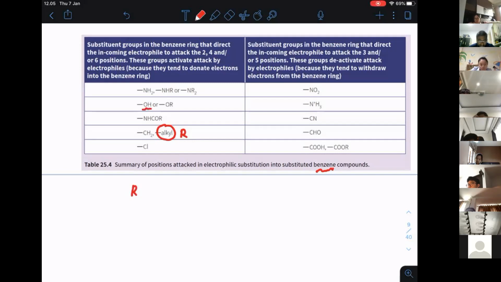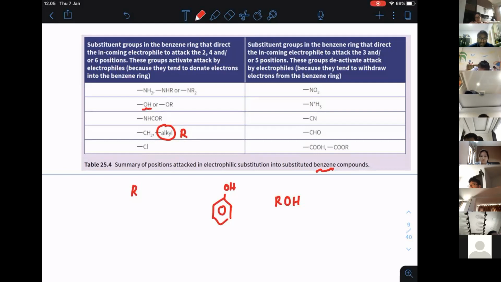OH, I think we have learned about this. When it comes to benzene, OH is an electron donating group. Why? Because the lone pair of electrons will try to enter the ring and so on. You know about this. But if I have alcohol, OH is not an electron donating group. It is an electron withdrawing group. It's slightly different.